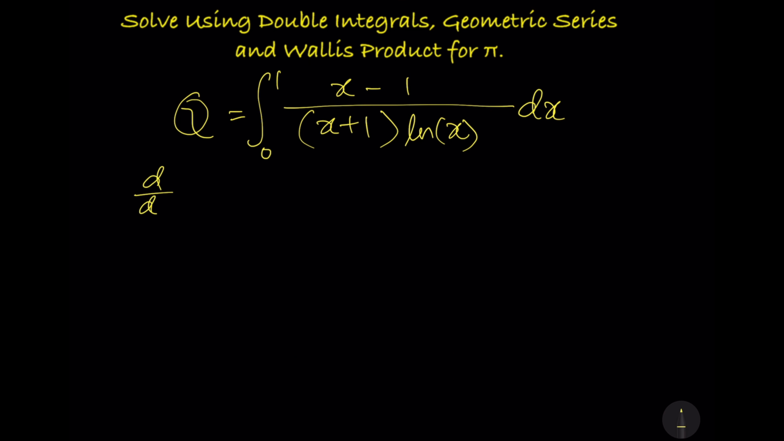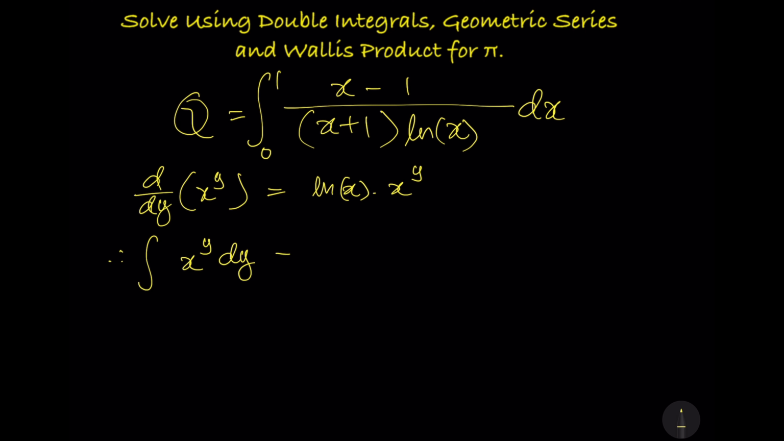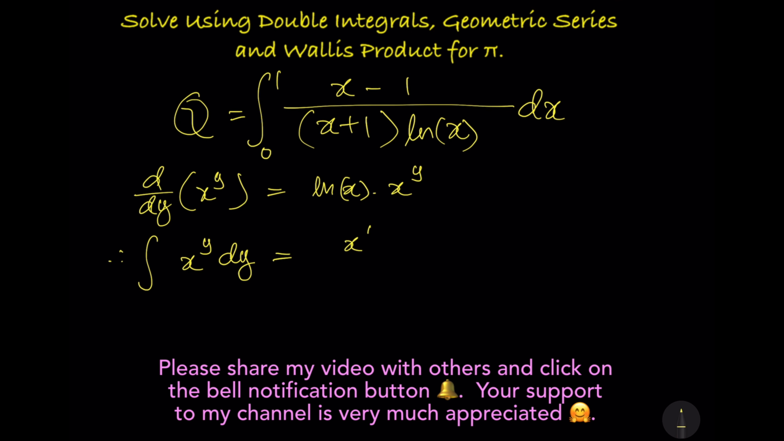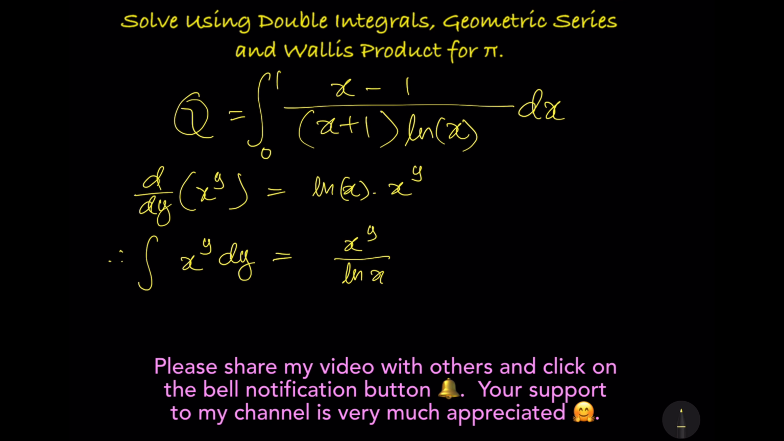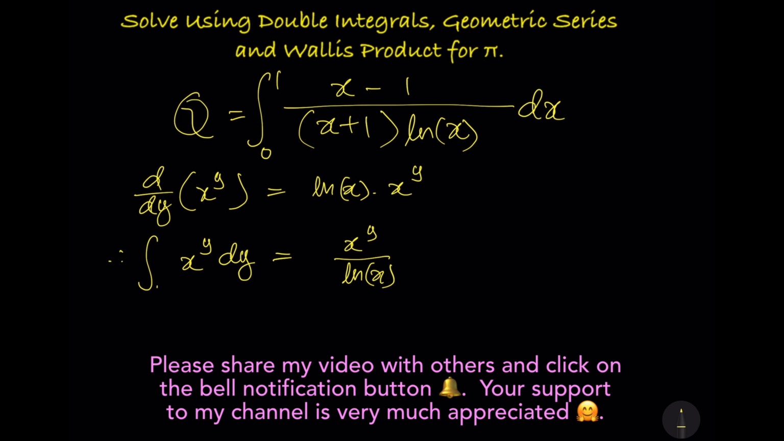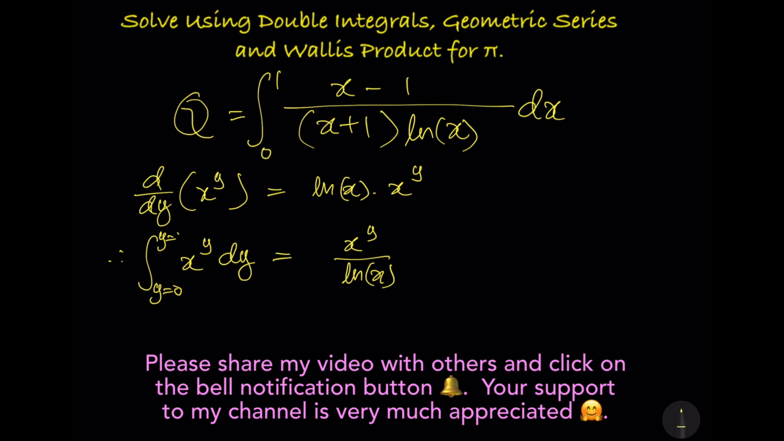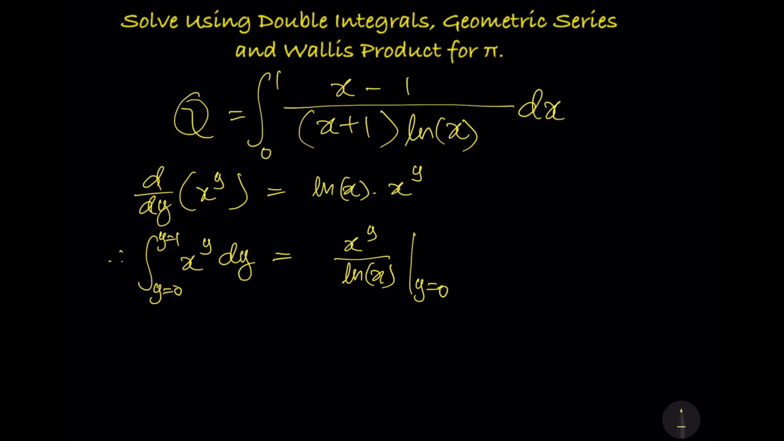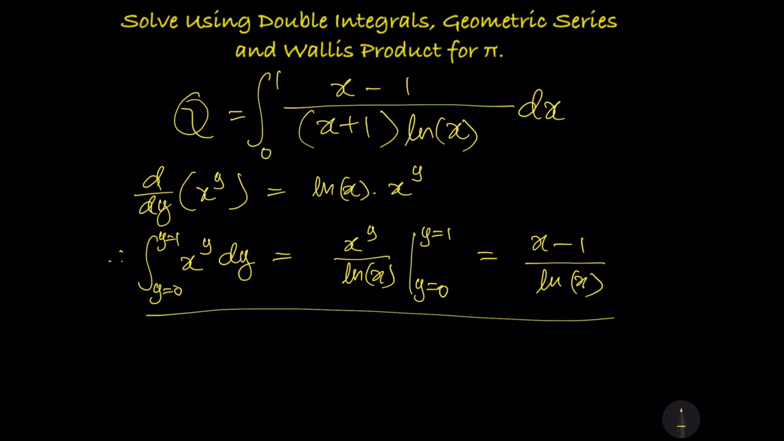We know that the derivative of x power y with respect to y equals natural log x multiplied by x power y. Therefore, the integral of x power y dy must equal x power y divided by natural log x. With integration bounds from y equals 0 to y equals 1, that gives us the result x minus 1 divided by natural log x. We can replace this result into question Q.